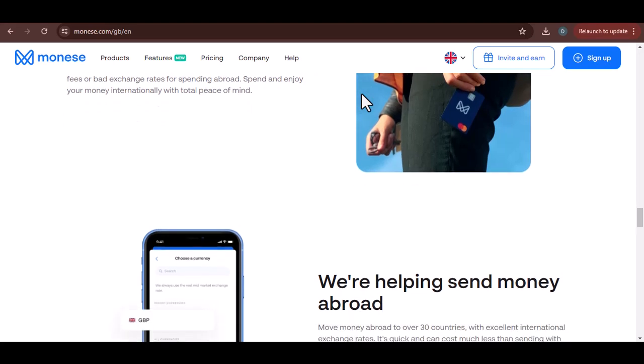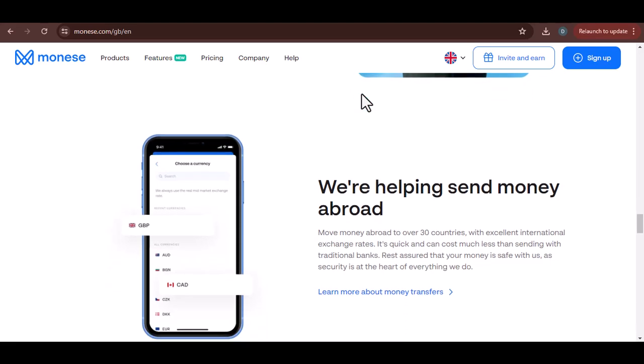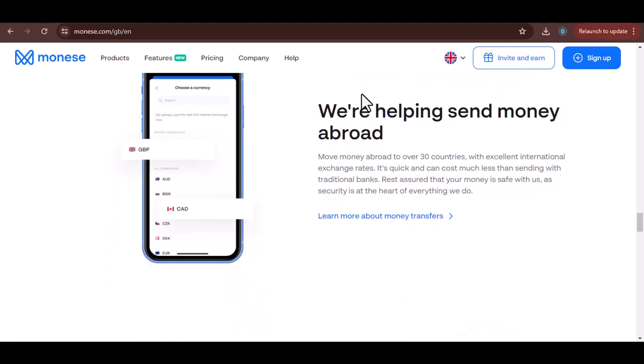While being locked out of your Monese account is undoubtedly inconvenient, understanding the potential reasons and taking proactive steps can help you avoid this situation in the future.